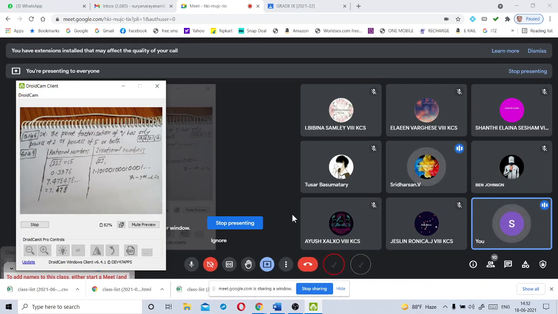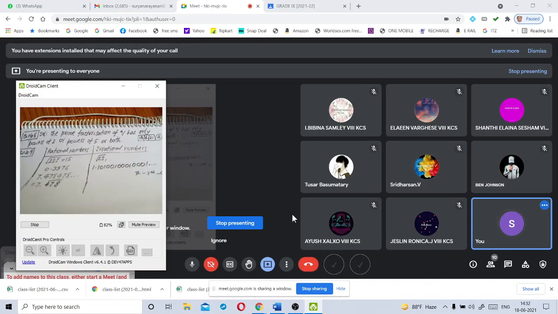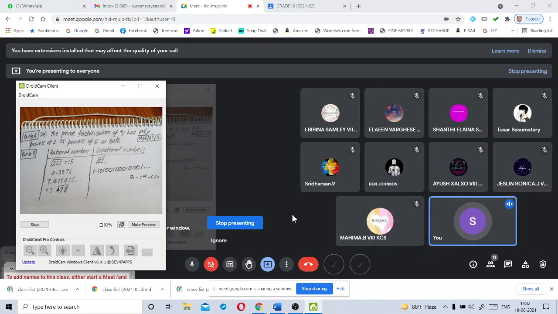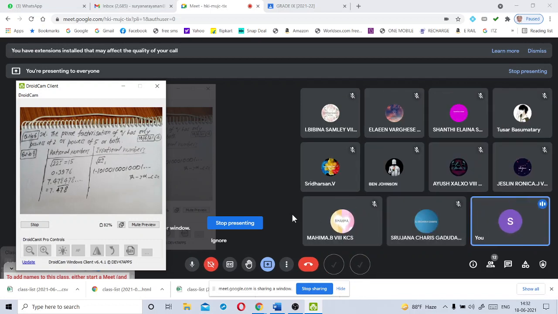Yes, sir. In this exercise, we have discussed rational numbers and irrational numbers. Rational numbers are the numbers which can be expressed in the form of p by q. All of you listen carefully and remember this definition, my dear children. Even if you are sleeping, you have to remember these definitions well.